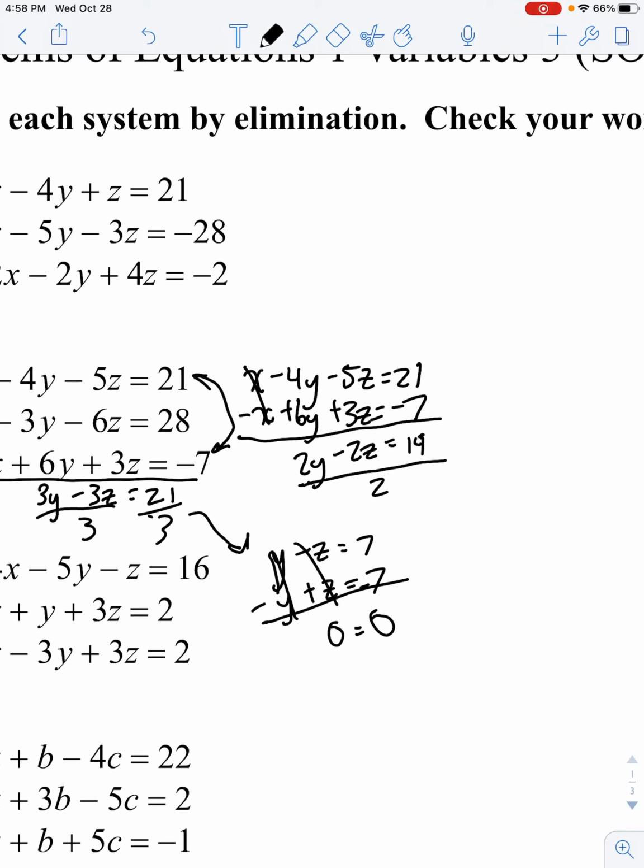Versus if we had ended up with something that was like negative 2 equals 1, well, negative 2 doesn't actually equal 1, it never equals 1. So that would have been no solution in that case. That would mean that the lines are skew, that they never cross. Versus here, when I have 0 equals 0, that means that the lines are consistent dependent. They're going to be the same line throughout.